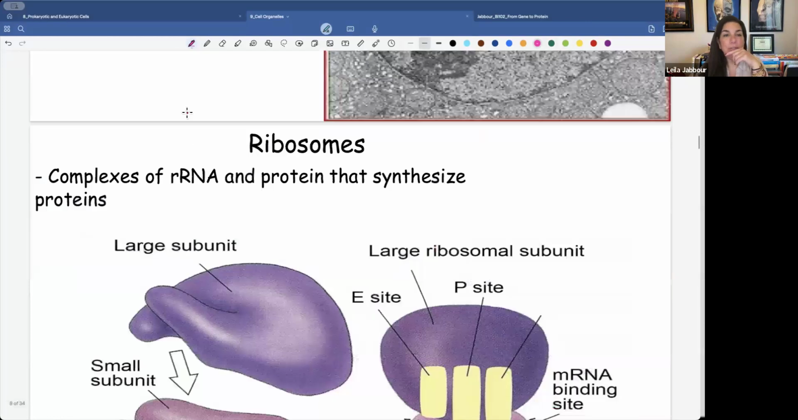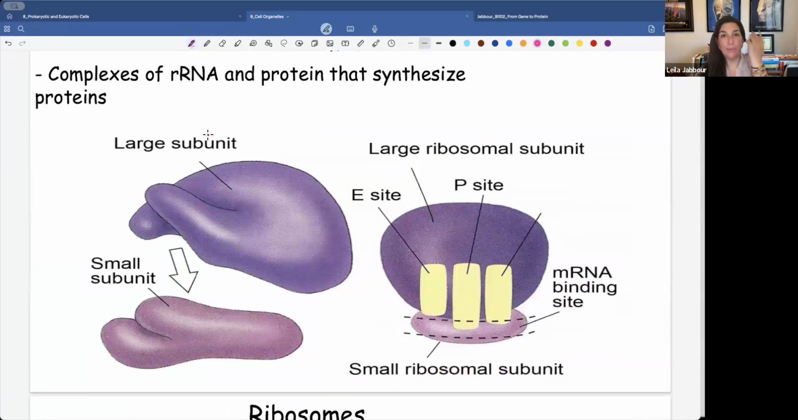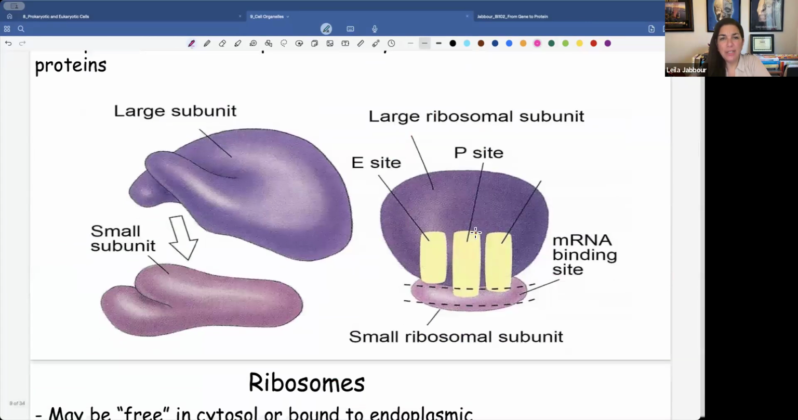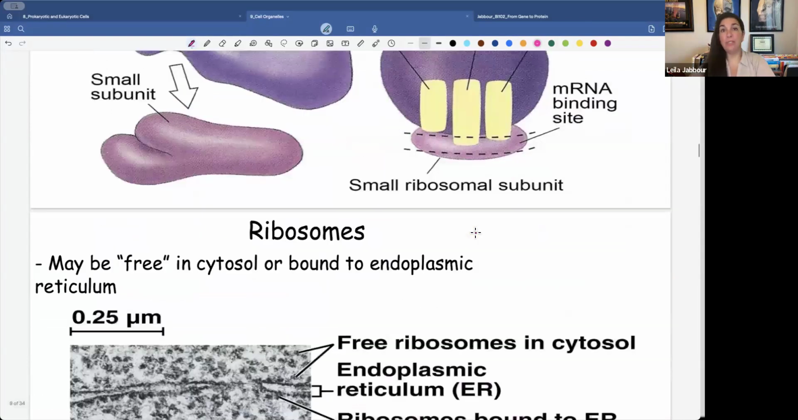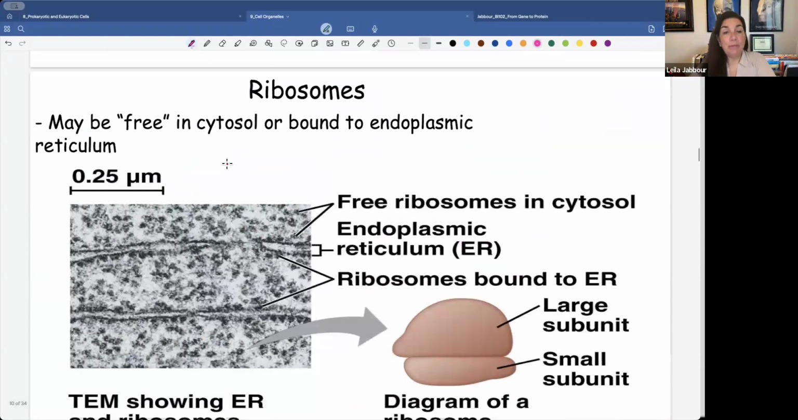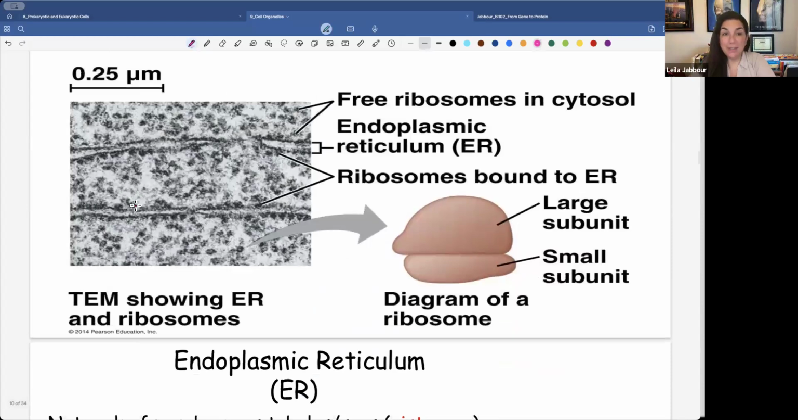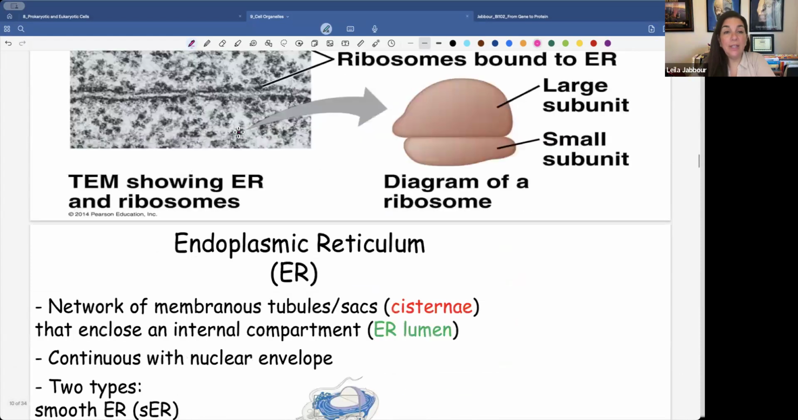So ribosomes are complexes of ribosomal RNA and proteins that synthesize proteins. There's a large subunit and a small subunit. You don't really need to know the E site and P site, though we will discuss that when we discuss how proteins are made. Ribosomes can be free in the cytosol or they can be bound to the endoplasmic reticulum, and if they're bound, we talk about the rough endoplasmic reticulum. You can literally see that in an electron microscope: these teeny free-floating or bound little dots. And again, it took a lot of research to figure out that it's made of two subunits and what the composition of each subunit is.